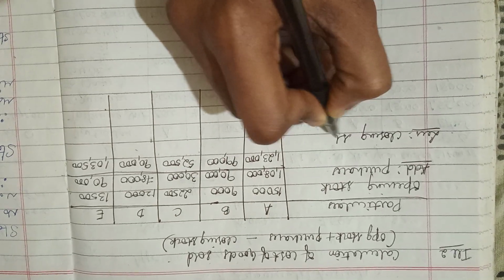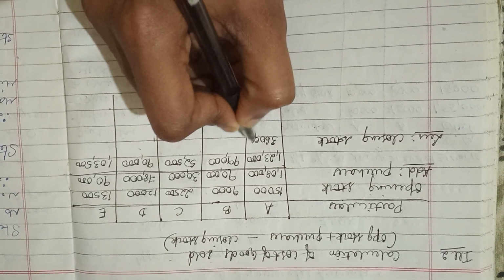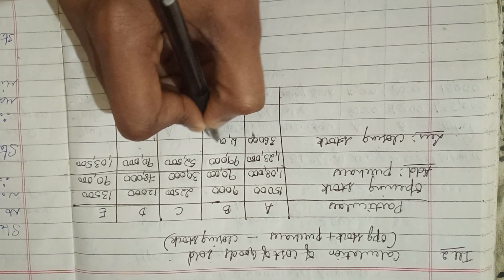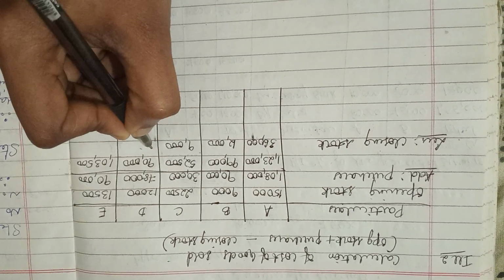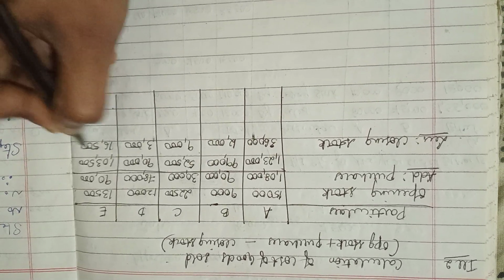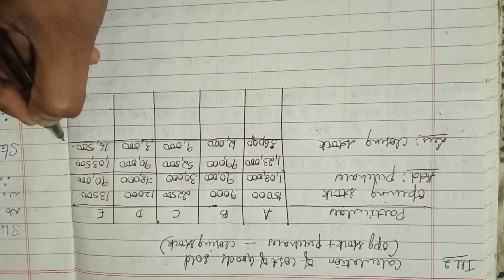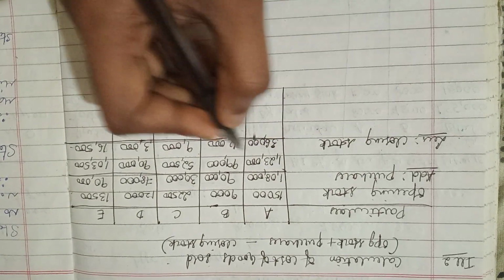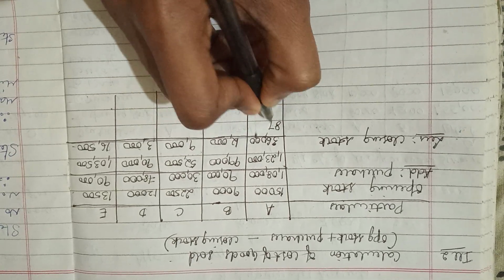Next, you are supposed to deduct your closing stock. What is the closing stock given? 36,000, the next 12,000, the next 9,000, 3,000, and 16,500. Will you add or deduct? You have to deduct here. So from this you will deduct your closing stock, and we get 87,000.